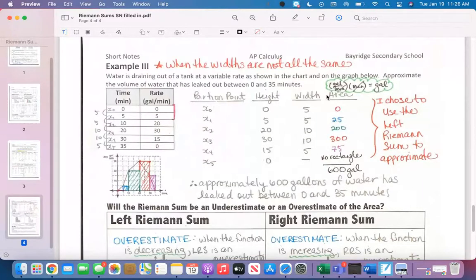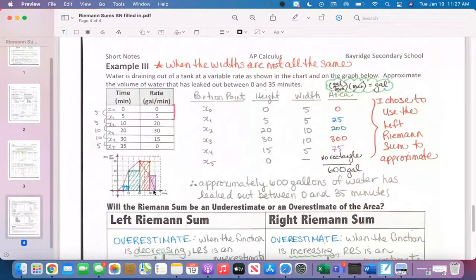When I calculate the areas of those rectangles, I end up getting 600 gallons. So approximately 600 gallons of water has leaked out between 0 and 35 minutes. You can see a little visual of that here. Our first rectangle is 0, and then I have a thin rectangle with a width of 20. Then I have a width of 5. I have 2 rectangles that both have a width of 10 based on my data, and then my final rectangle has a width of 5.